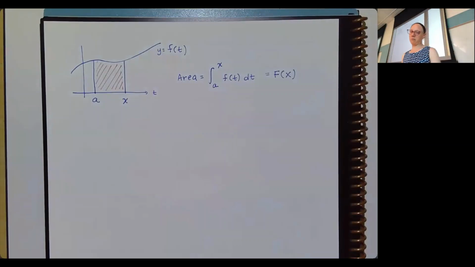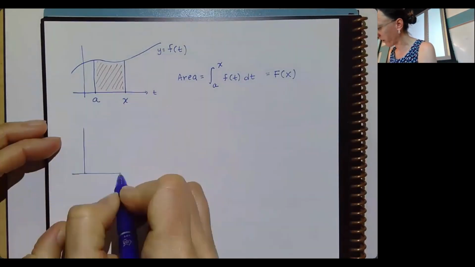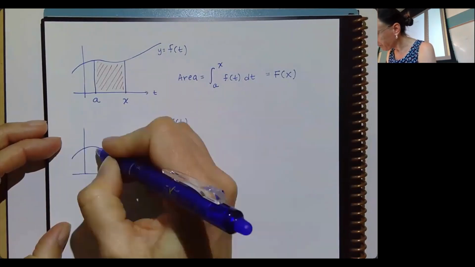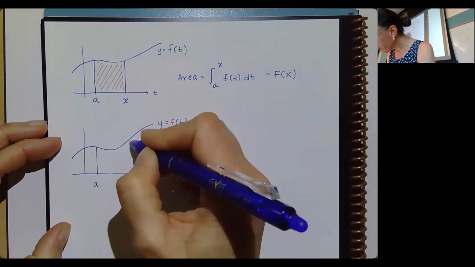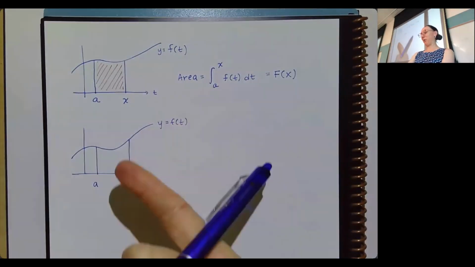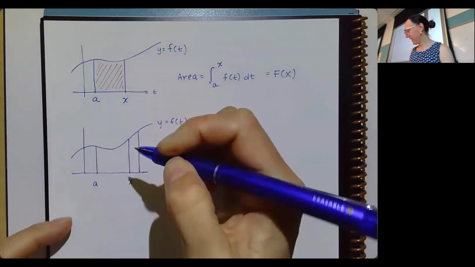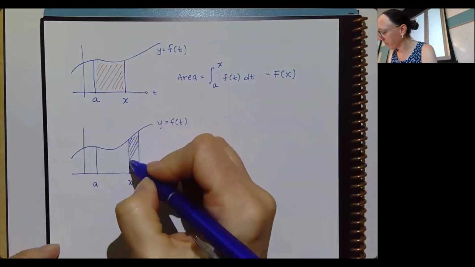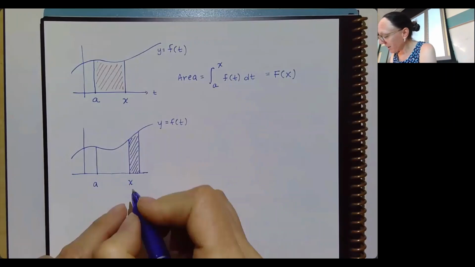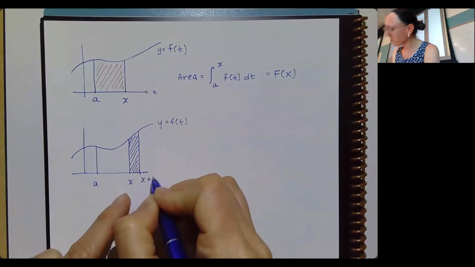Here's the part that really, for no reason at all other than we're trying to get to the fundamental theorem of calculus. Here's my y equals f of t. And I don't actually care about that area I shaded in over there. I really care about this area right here. And this is x. And on this side, I'm going to call this x plus h.